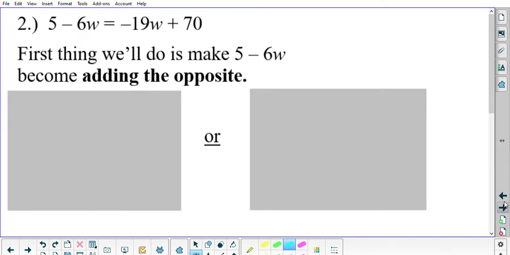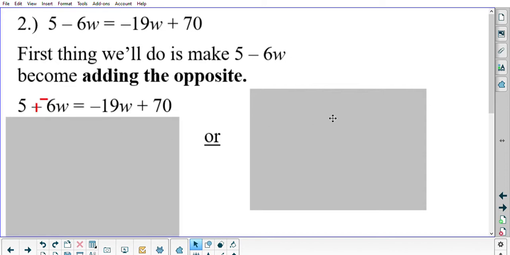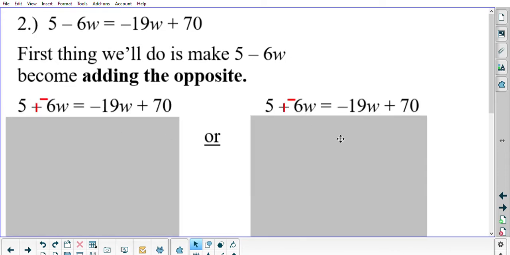All right, here is another problem. We have 5 minus 6w equals negative 19w plus 70. Now, my experience when kids start doing this for the first time is that it's helpful for them whenever they have subtraction to make it adding the opposite. At a certain point, you might not need to do that when you become more experienced with this.